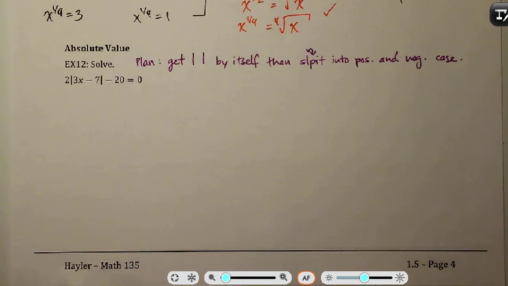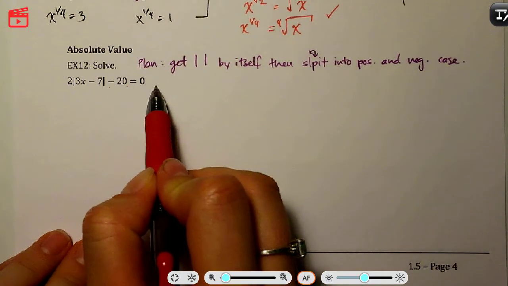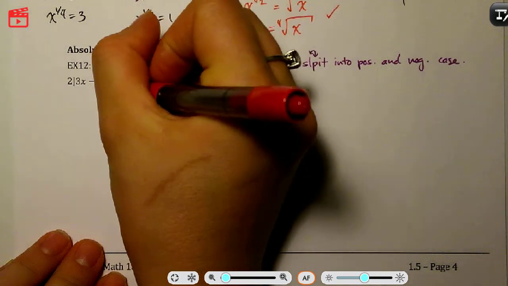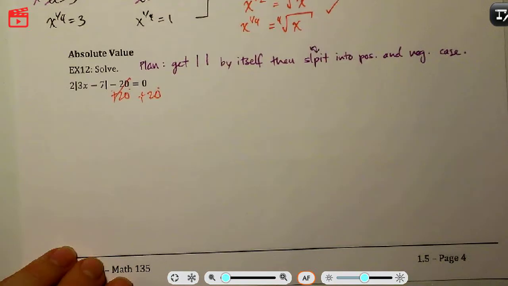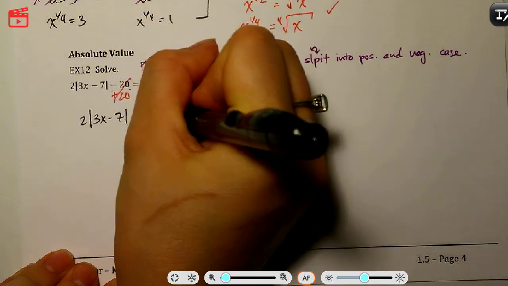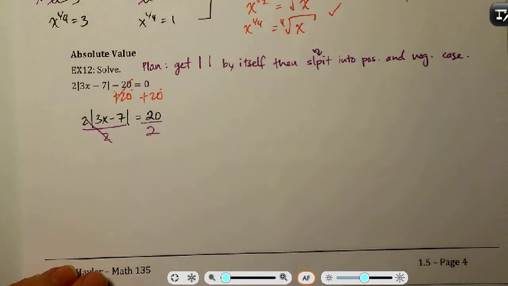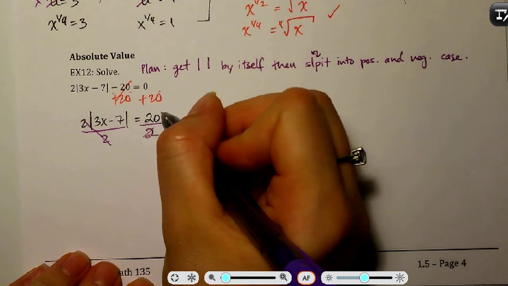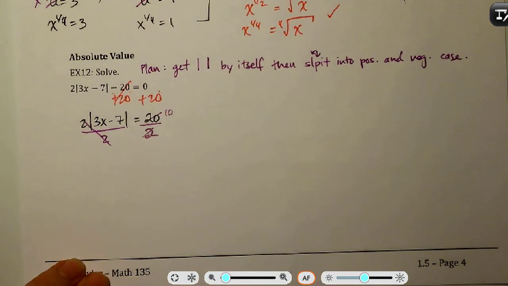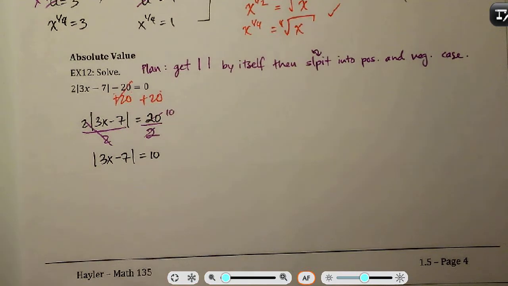Okay. So first things first, let's get absolute value by itself, which means I want to get that 20 to the other side as well as the 2. So let's add 20 to both sides. So 2 absolute value 3x minus 7 equals 20. Divide both sides by 2. That simplifies into 10, and I have absolute value of 3x minus 7 equals 10. So here we are at the point where we have gotten the absolute value by itself. So the next step in the plan is to split it into the positive and negative case.